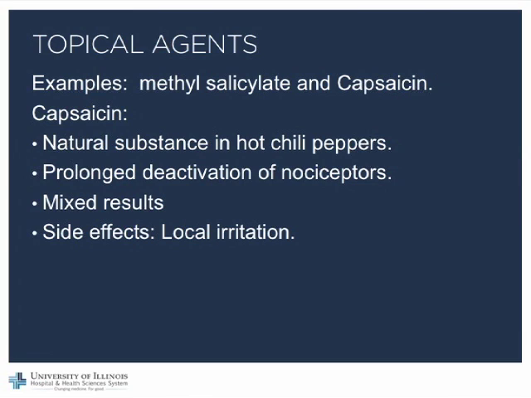Also, topical agents I've used, such as methyl salicylate, which is like Bengay, or capsaicin. Capsaicin, for example, is a natural substance that occurs in hot chili peppers. It works by prolonging the deactivation of those nociceptors. I've had mixed results. 50% of the patients like it, 50% don't. I usually tell them to put it on the larger joints like shoulders, hips, again for localized pain. And the irritation because of the hot chili might prevent them from using it consistently, because you have to use it consistently for it to be effective. So the big downside is the local irritation and patient compliance.